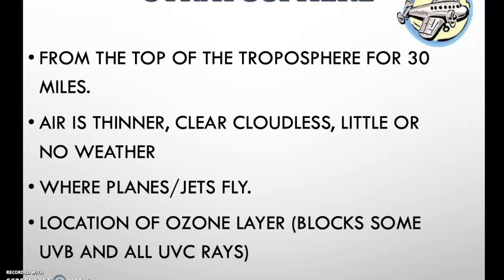The stratosphere is also the location of the ozone layer, and the ozone layer is really important. You've probably heard about it before. It's like the Earth's sunscreen. It's this layer around the Earth, almost like a sunscreen that's made up of ozone, and ozone is just three oxygen atoms bonded together, and it blocks some UVB rays and all of the UVC rays.